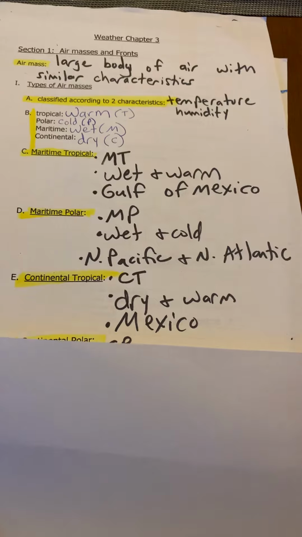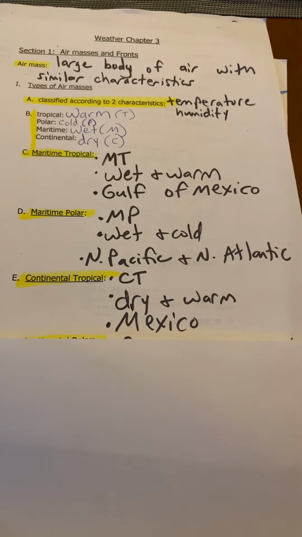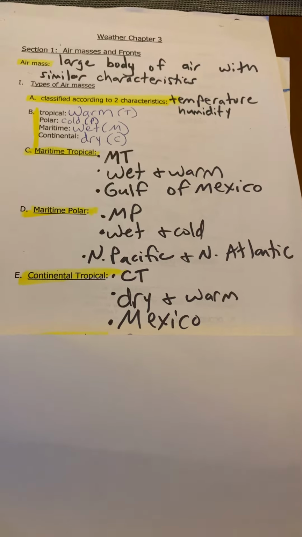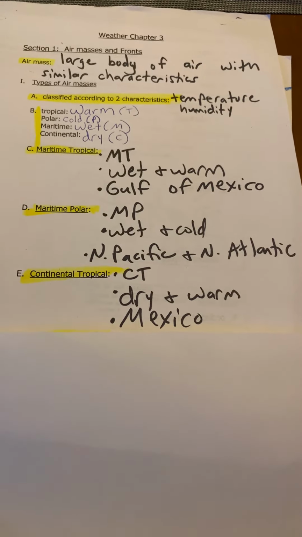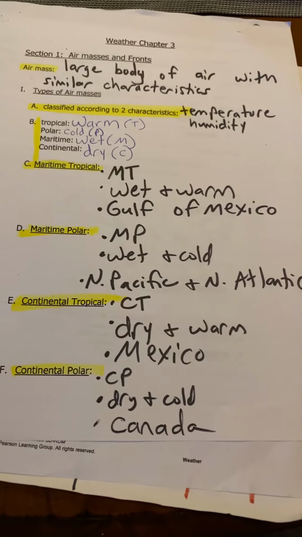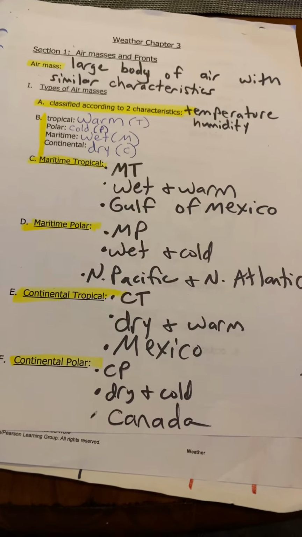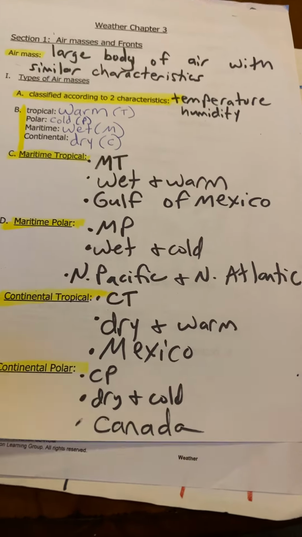Continental tropical, or CT, are forming over land, so they're dry, and they're forming over the tropics, so they're warm. So over Mexico would be a great place to find one. And then the 4th one is continental polar, CP, form over cold, dry areas, and an example would be Canada.